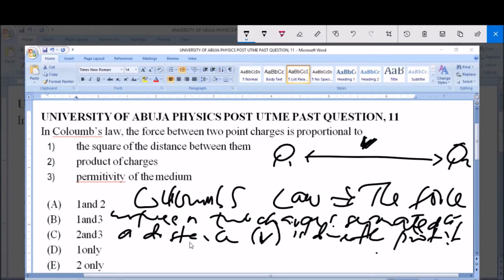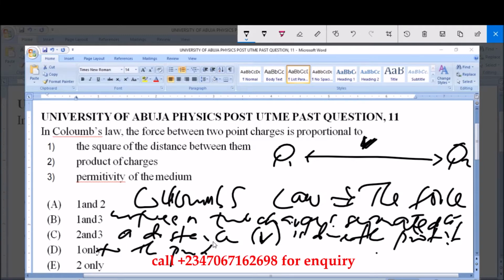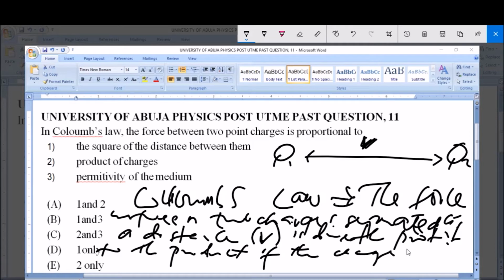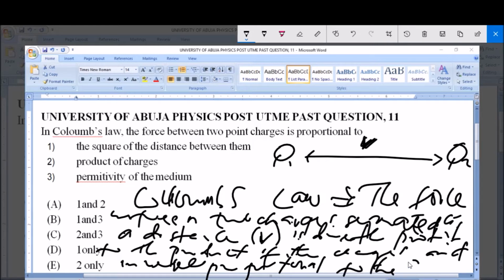Now, it's directly proportional to what? To the product of these charges, and inversely proportional to the square of their distance, the square of the distance between them.